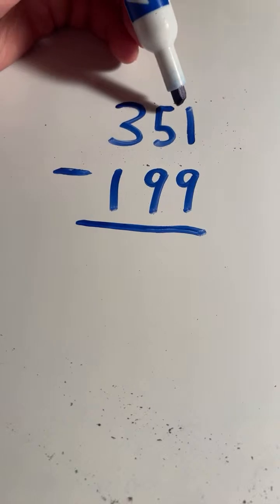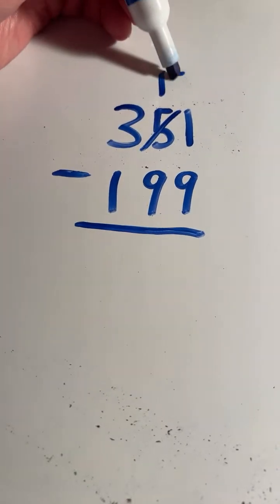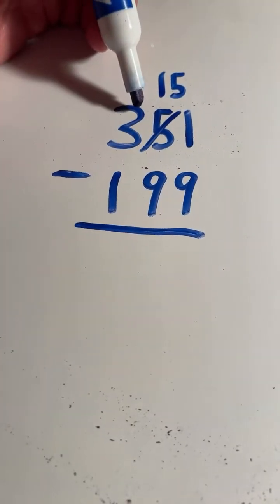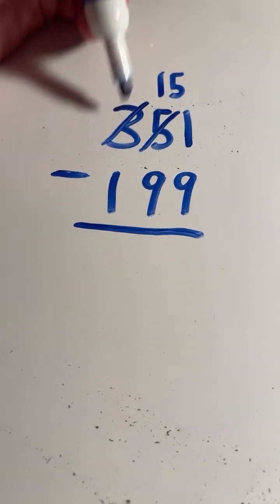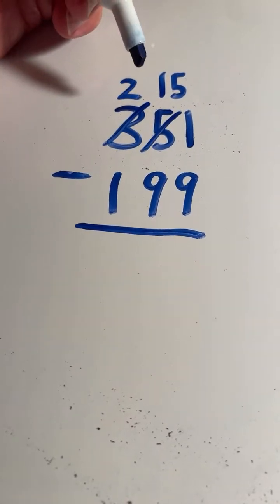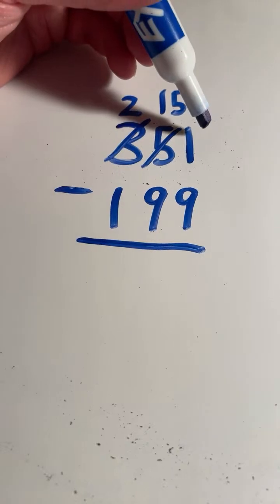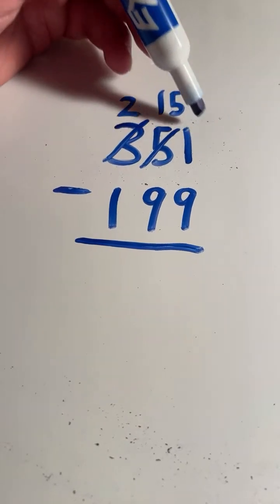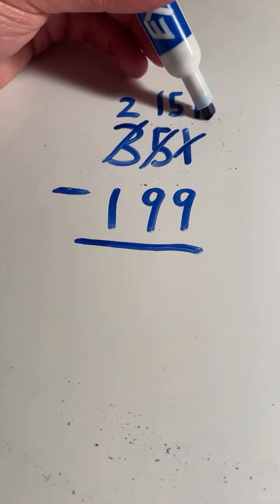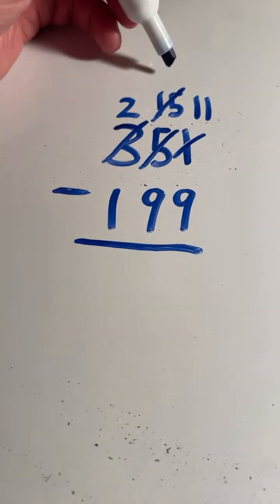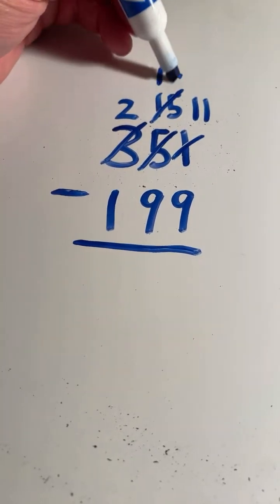So we're going to take a 10 from the hundreds place. The 5 is going to become a 15. Then in the hundreds place, we have to take away 1. The 3 is going to become a 2. Now in the ones place, we're taking a 10 from the tens place. That 1 is going to become an 11. And that 15, we're going to take away 1, and it's going to become a 14.